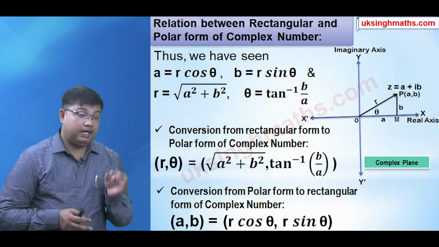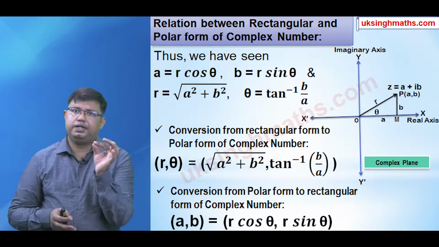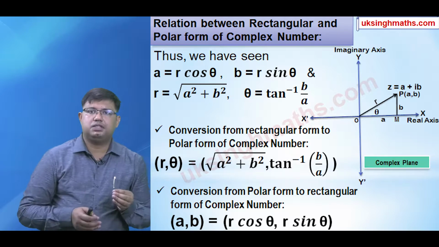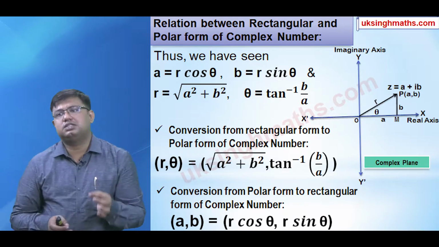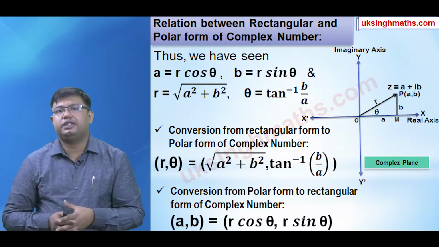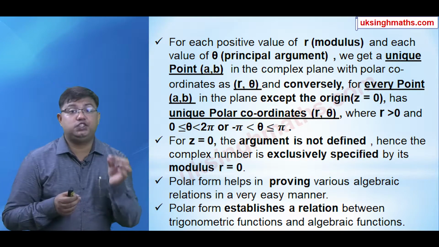In polar coordinate, r and theta is already given. You simply find the value of r cos theta and r sin theta, and we know this conversion formula: a equal to r cos theta and b equal to r sin theta, and with the help of this r and theta, a and b can be evaluated. Now let us understand this fact geometrically.